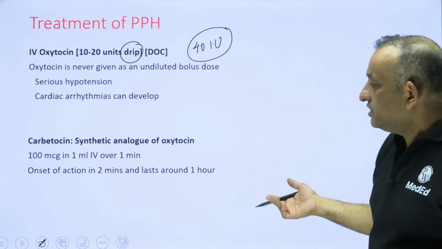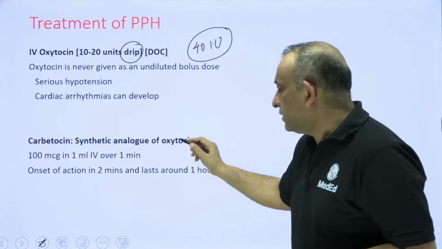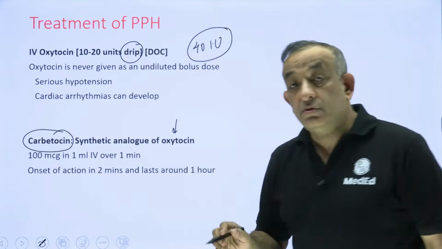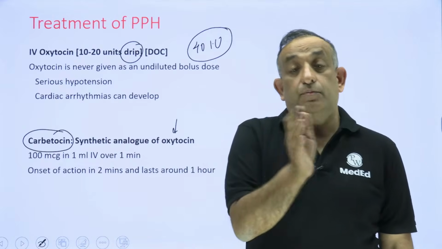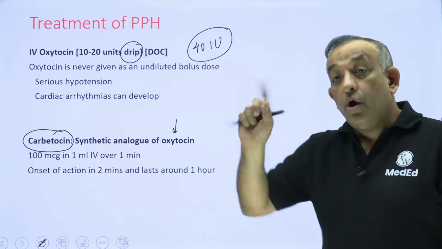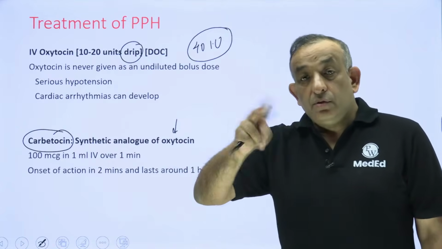So carbetocin is the next good drug. It is a synthetic analog of oxytocin. Now do not get confused with carboprost. Don't say carbetocin and carboprost are the same. You get confused with these two drugs. Carbetocin, oxytocin, so similar sounding drugs.